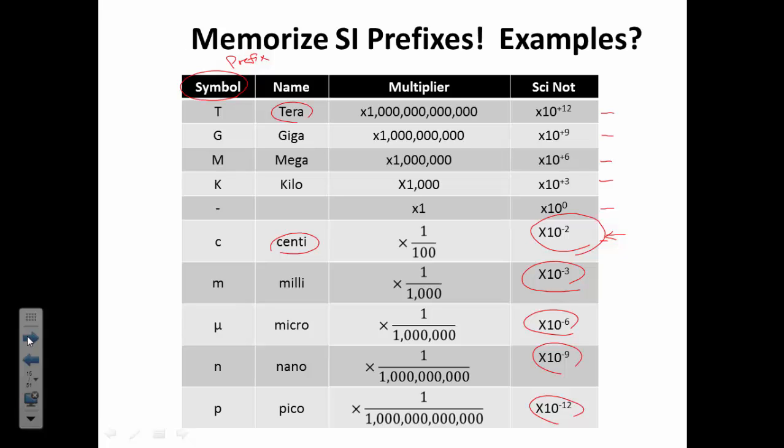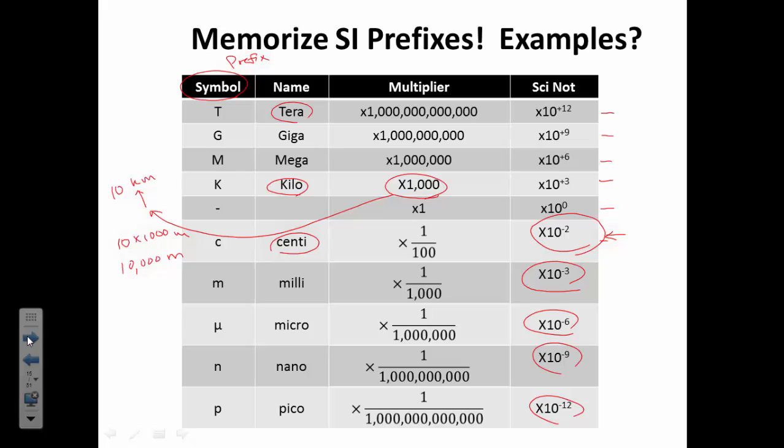Basically, the way we use these SI prefixes, if you see kilometers, for example, the word kilo literally means multiply by 1,000. So I can take 10 kilometers and replace the K with times 1,000. So I get 10 times 1,000 meters, which is 10,000 meters.